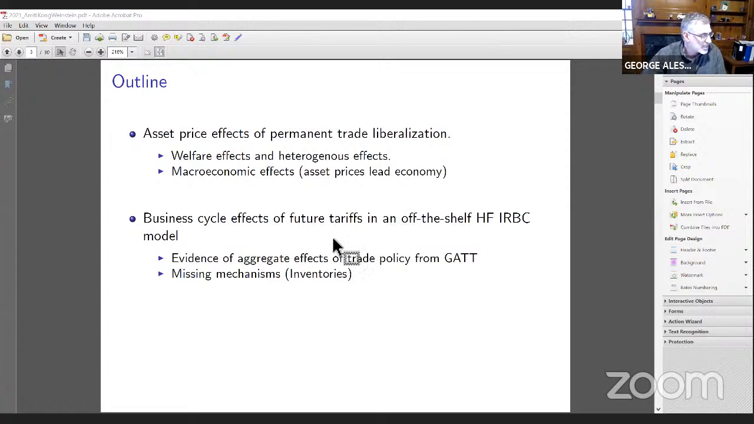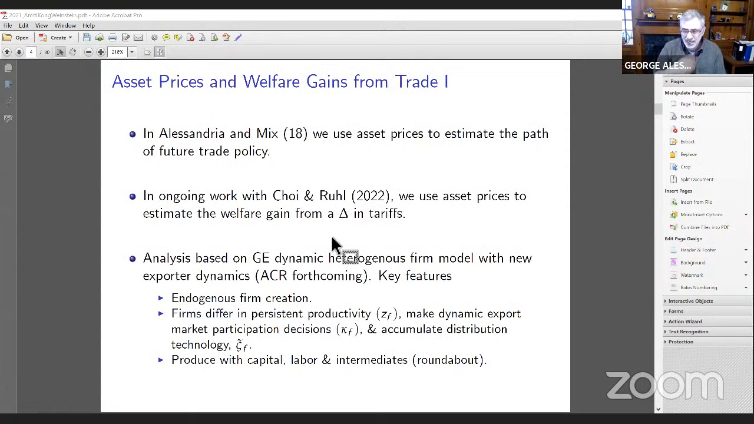So I've been doing some work with Carter Mix and also with Horak and Kim Rule to try to understand how asset prices affect, or how you can measure the gains from trade from asset prices, and also how you can use asset prices to measure the expected path of trade policy. So this was a really nice paper to look at.